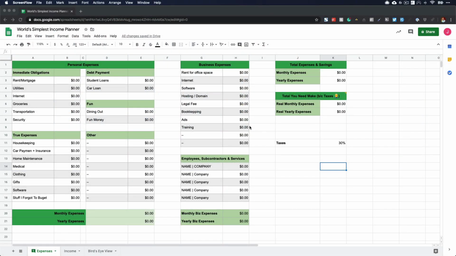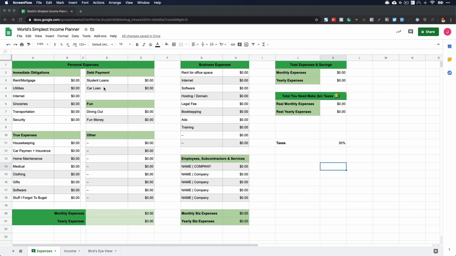Have you ever wondered how much money you spend on a monthly basis? Have you ever wondered how much you should be charging for your services and products? Well, I created the world's simplest income planner just to make this happen, just to give an answer to the previous questions I just asked.